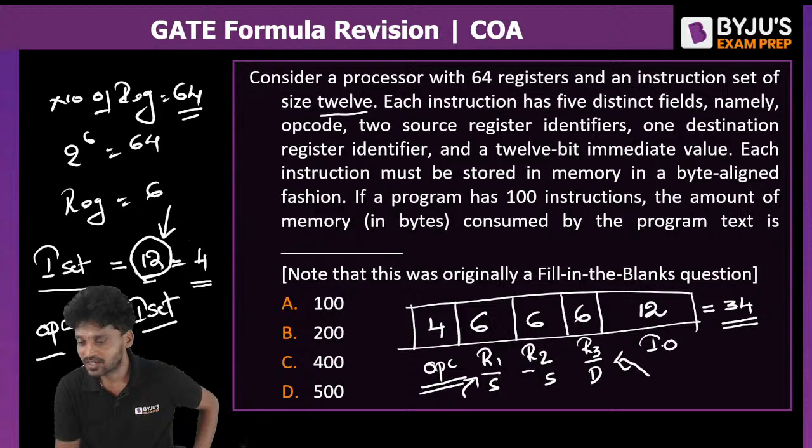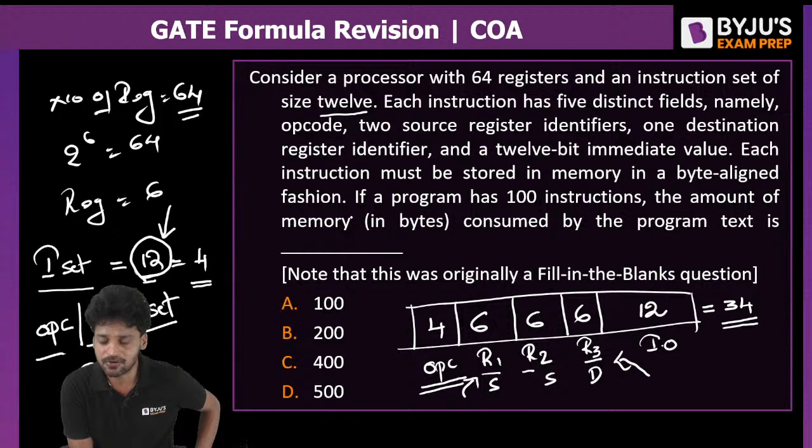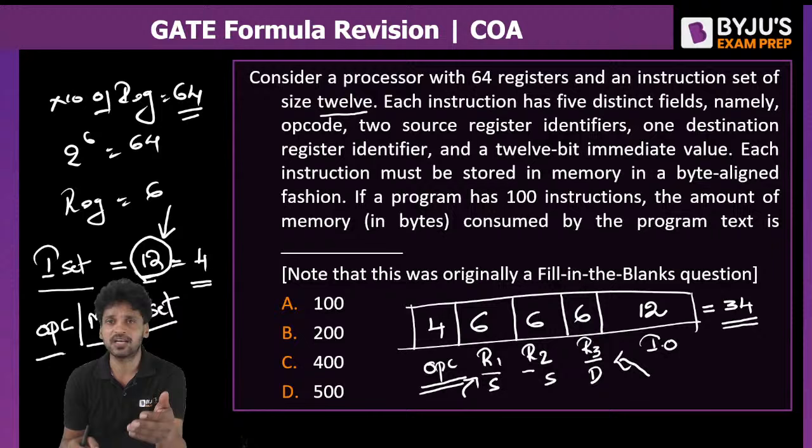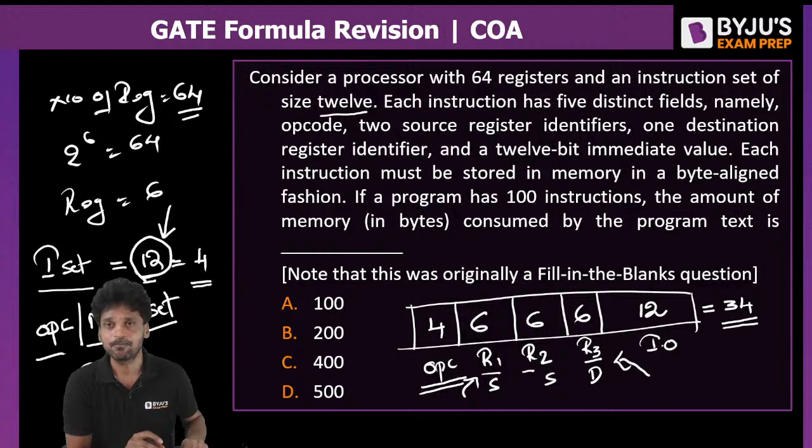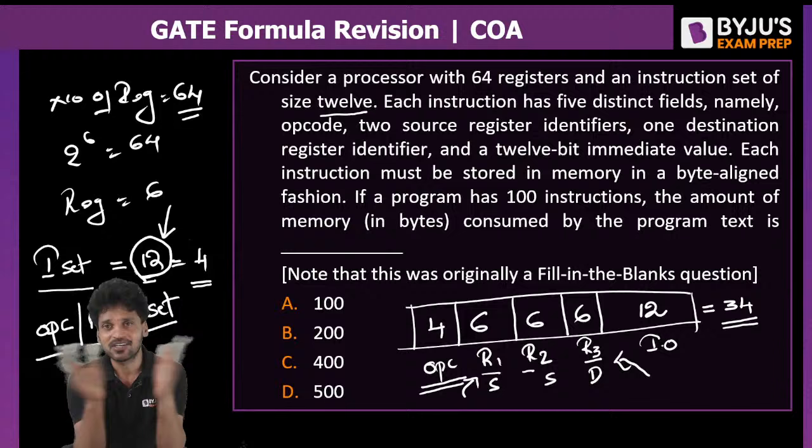Am I clear? Then each instruction must be stored in the memory in a byte aligned fashion. Of course, all the instructions, as we already know, will get stored in the main memory. When you have a program, where is that program going to get stored? That program is going to get stored in its origin of storage, which is the main memory, right? What is a program? A program is a set of instructions, right? So every instruction is going to get stored in the main memory in the byte aligned fashion. Of course, you already know that memory is a collection of bytes, right? So I have a total of 34 bits per instruction.